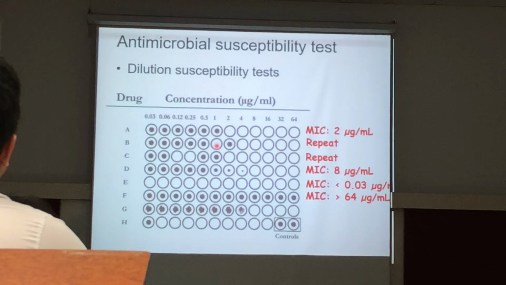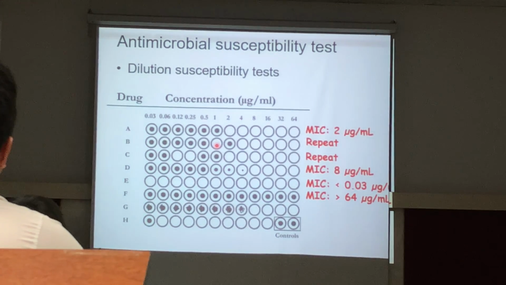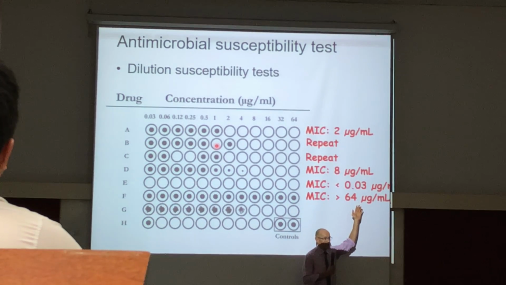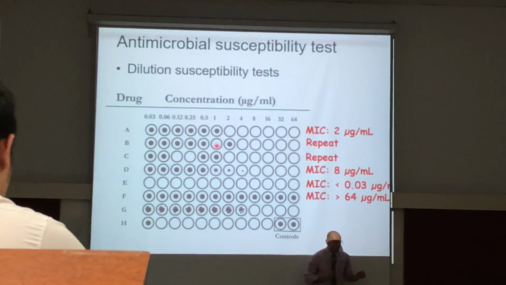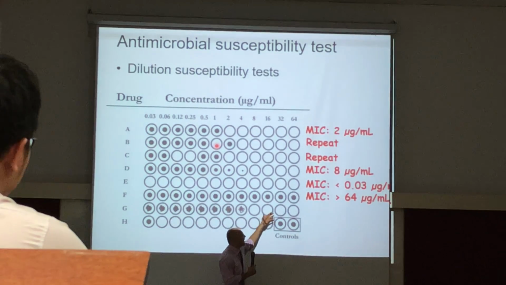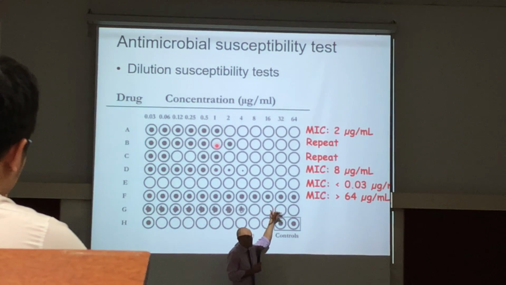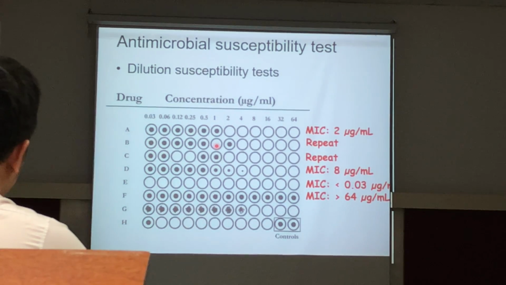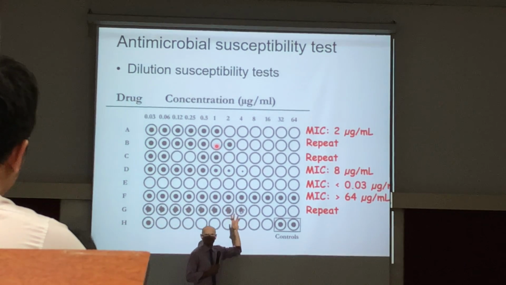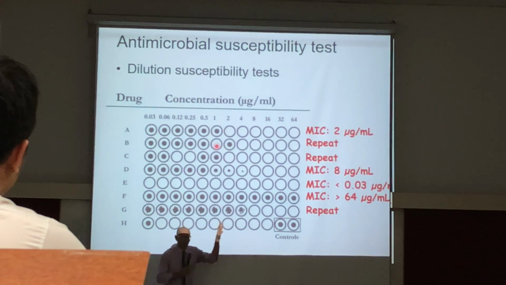Not effective at all. No, they are still alive. If you want to reach more than 64 micrograms per ml in the animal's body, it means that you have to administer a huge amount of drug, so don't use it. You need some other drug to which the bacteria is more susceptible. And what about G? Something strange, it's not exactly like this. So when there is some interference, it's better to repeat.